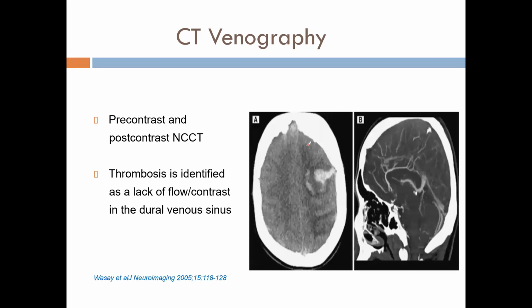This is the post contrast CT. You are seeing the bleeding, and of the dural venous sinuses, the superior sagittal sinus and its mid part are not visible, and there is also lack of flow in the straight sinus. Next slide.